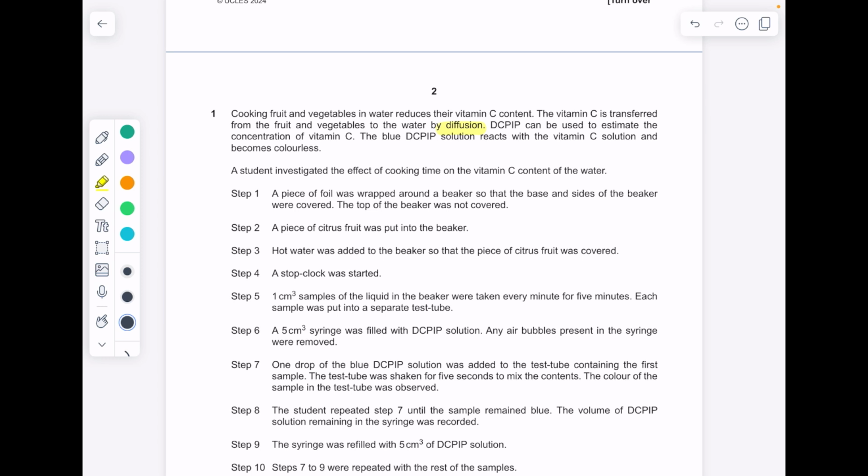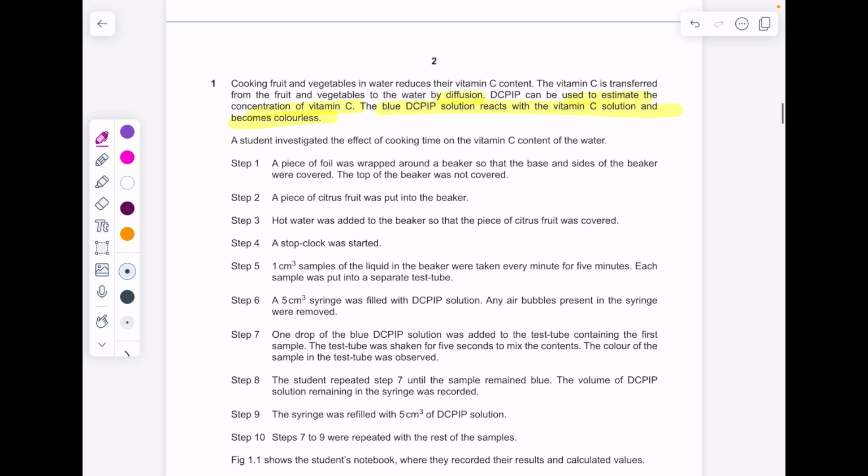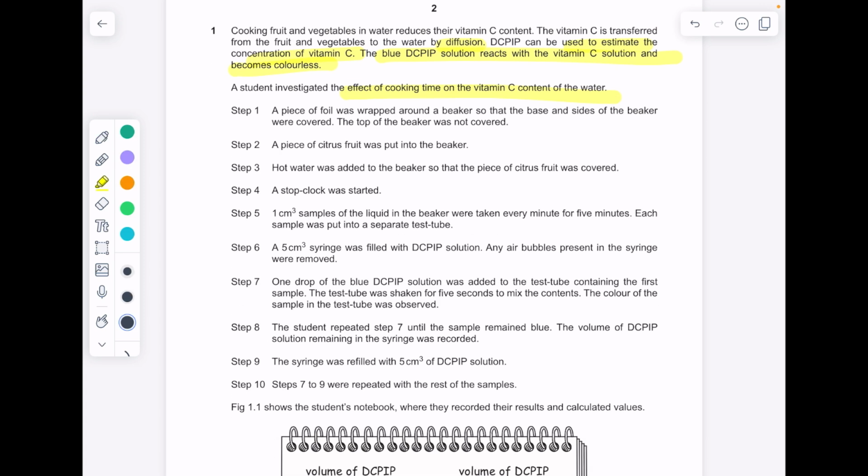DC-PIP can be used to estimate the concentration of vitamin C. The blue DC-PIP solution reacts with the vitamin C solution and becomes colourless. The student investigated the effect of cooking time on the vitamin C content of the water. A piece of foil was wrapped around a beaker so that the base and sides of the beaker were covered, the top of the beaker was not covered. A piece of citrus fruit was put into the beaker.